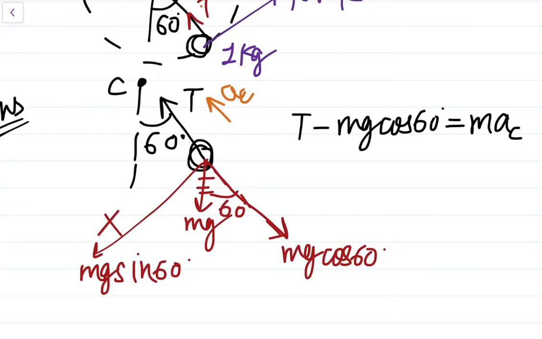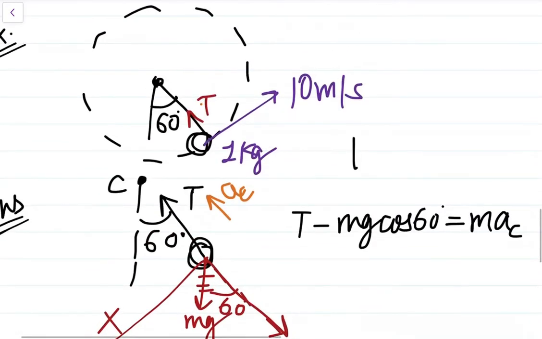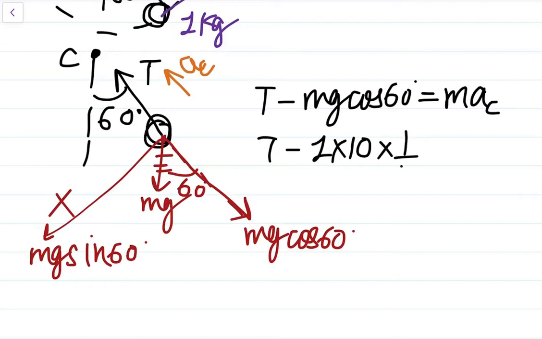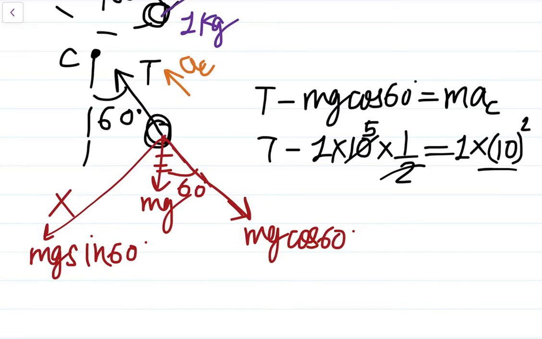Okay, so be careful by writing that equation because it experiences a centripetal force towards the center. Okay, so be careful. And T minus its mass is 1 kg, so 1 into 10 g is 10 meters per second. We are taking that. Cos 60 is 1 by 2, so it will be 5 here, and mass is 1, and AC is v squared by r. V is our 10, so 10 squared by r.